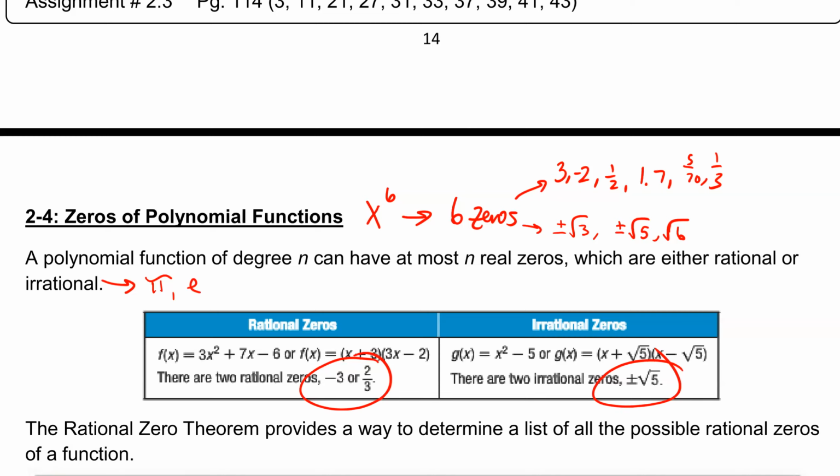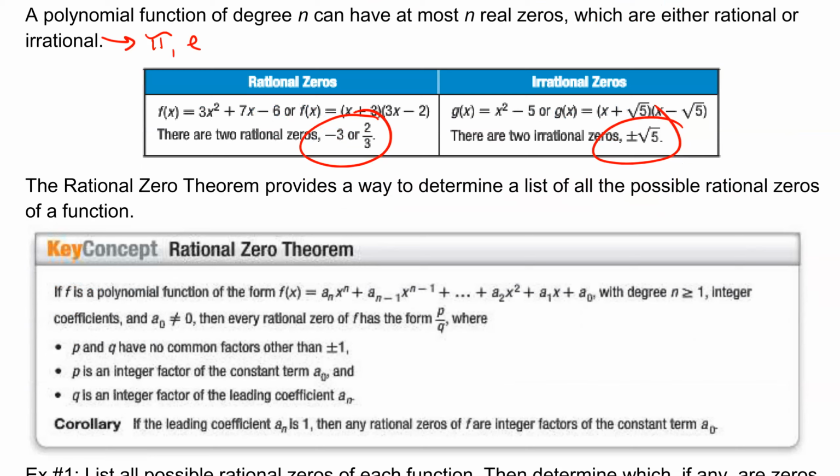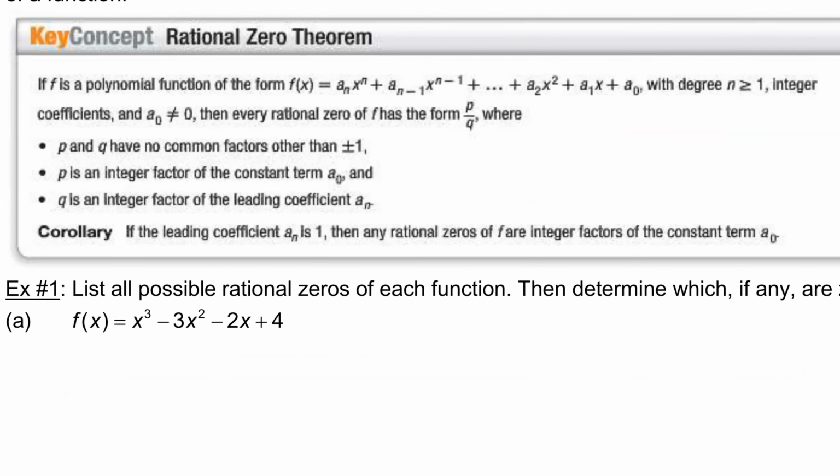So the rational zero theorem provides a way to determine a list of all the possible rational zeros of a function. Do you remember the P over Q? Maybe? No? Yeah, it's fine. If you do, great. If you don't, no worries.